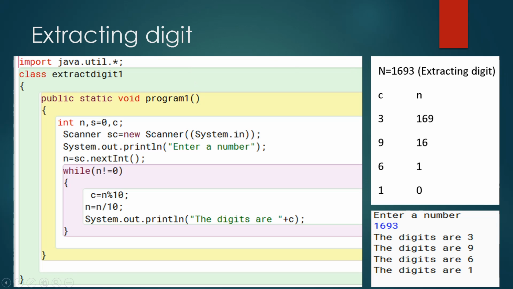So over here, for extracting a digit, first of all we require a number. So let's say I have taken a number as 1693, and extracting digits means I want to extract 3, 9, 6 and 1. So there are various methods to do so, and we are doing the simplest of all. So over here we have written while n is not equal to 0. After we have entered the number, we are going to check whether the condition is not equal to 0. The number entered should not be equal to 0, and here I have taken c is equal to n % 10.